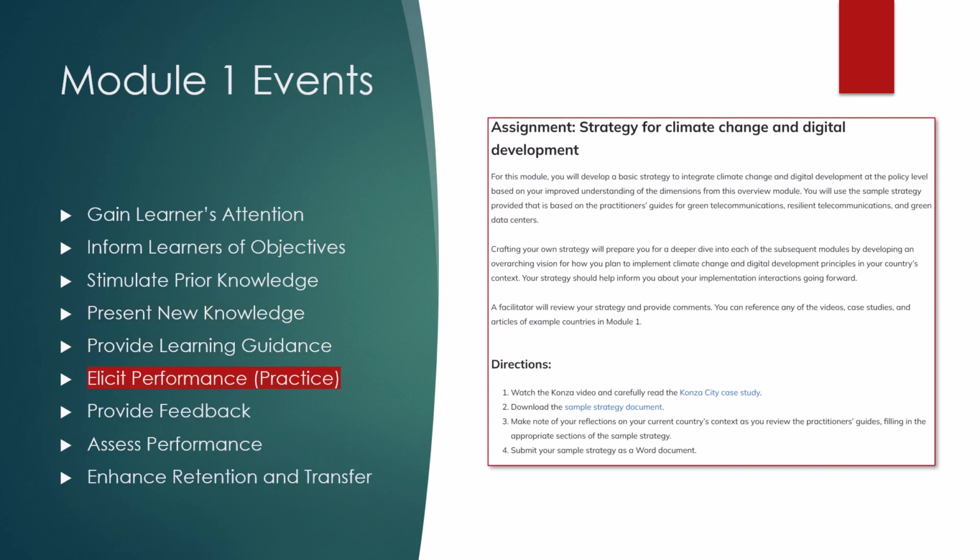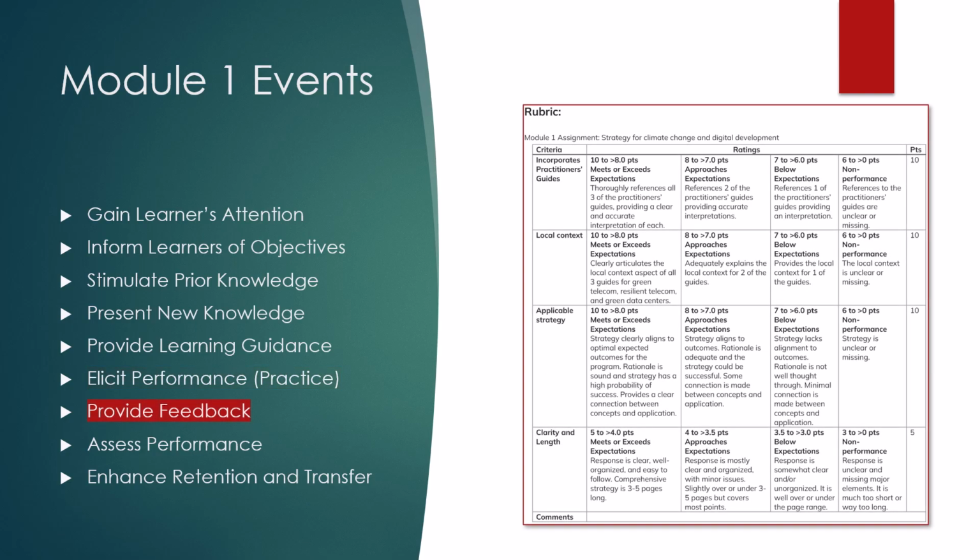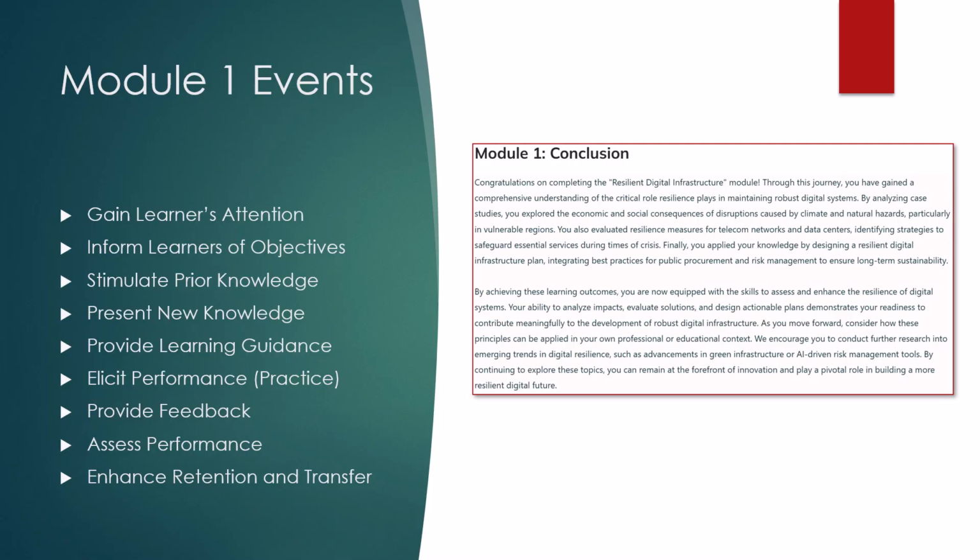To practice, an assignment allows practitioners to apply the learning to their own context. The strategy they created is reviewed by the facilitator. It's designed to be an artifact. Artifacts created by learners can be strong connections between the learning happening during the training course and behavior change on the job. Feedback is provided in the form of the facilitator's grading based on the supplied rubric and comments. Next is a module conclusion.